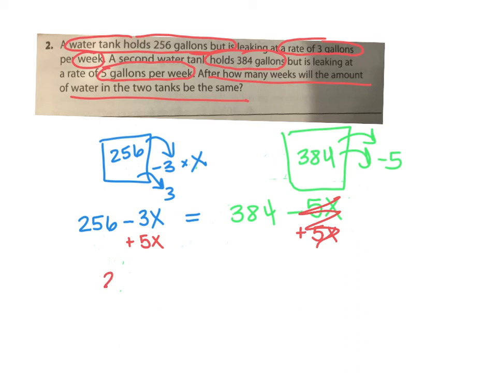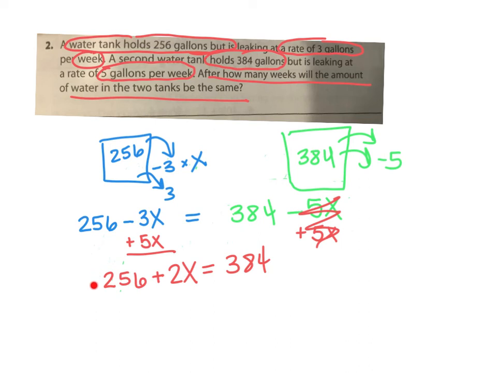This is going to give me 256. I have negative 3x's and then I have 5. It's like owing $3 but having $5 in my pocket. I'm still going to have 2 x's. Okay. Now my variable is on one side of the equation. Now I'm down to what I learned in 7th grade.